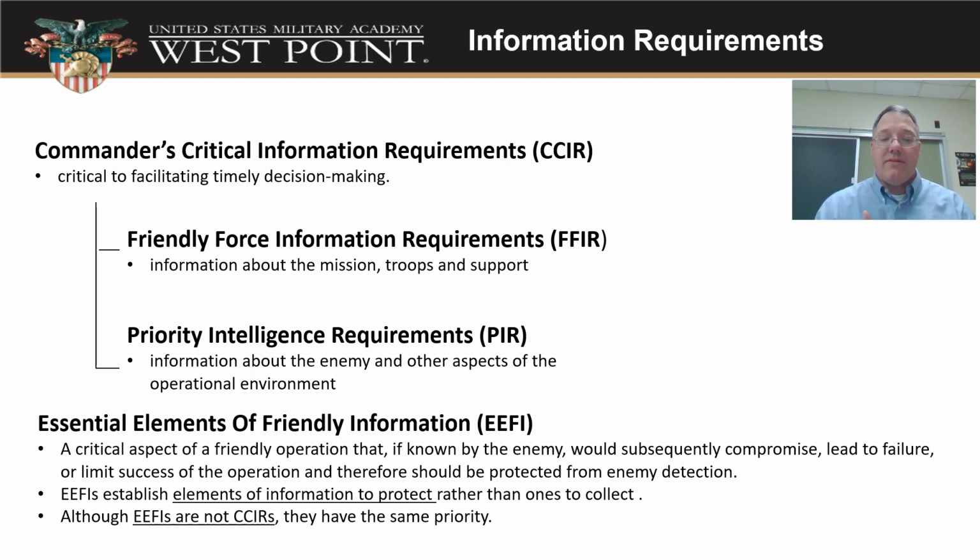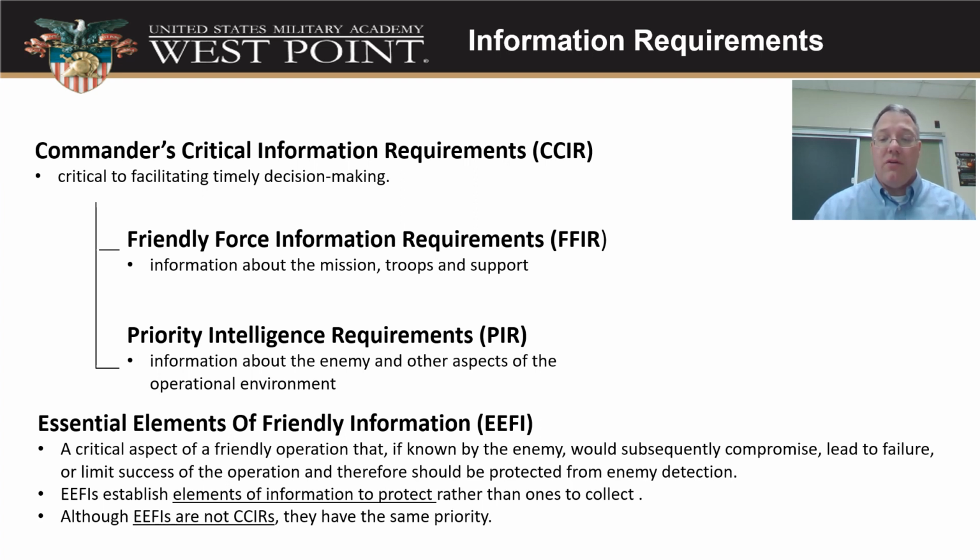And then you've got these essential elements of friendly information. These are kind of the opposite of a CCIR. These aren't things I need to know. We already know them. They're about us. These are things I don't want the enemy to know. Things the enemy might really like to know that's going to help them, but I don't want them to know. I don't want them to know how much combat power I have.